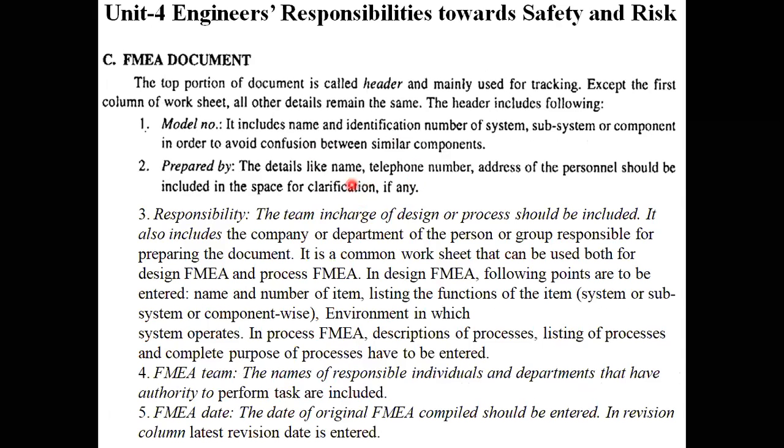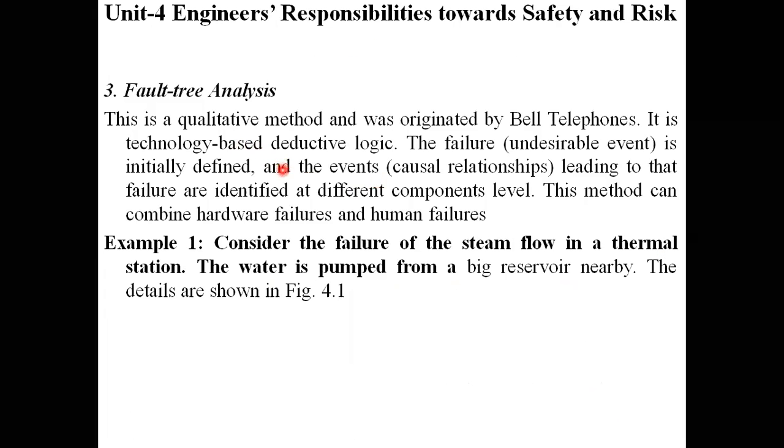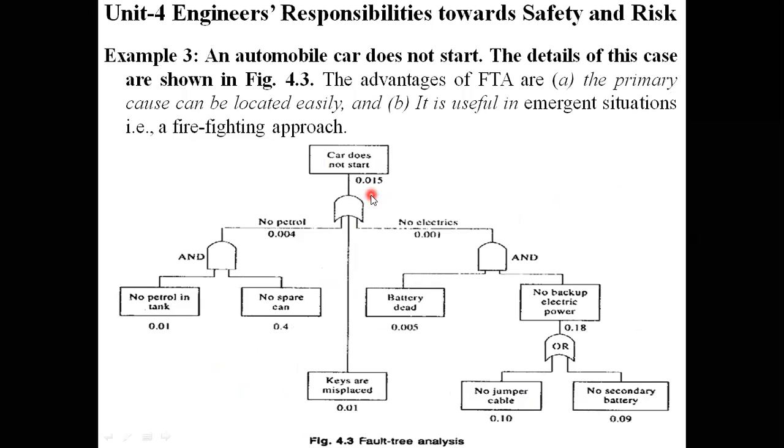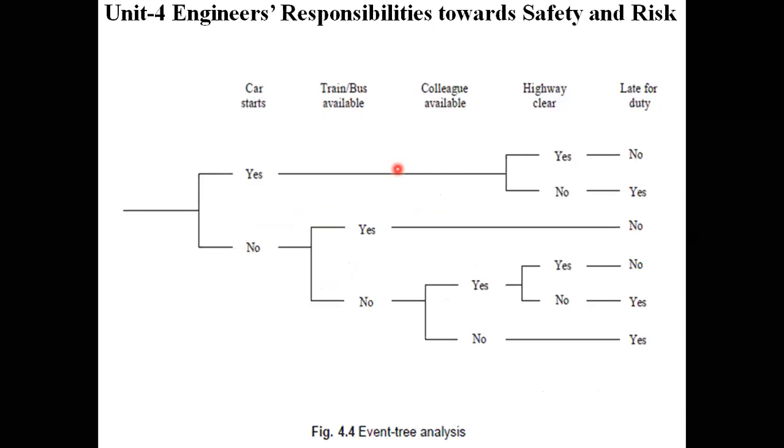FMEA documents. This FMEA analysis includes one worksheet as well as fault tree analysis. Fault tree analysis consists of three techniques. First one is thermal station. Second one is crash at main road junction. Third one is automobile car did not stop. And the fourth one is event tree analysis, going from home to the workplace, late or without late. We consider this analysis from left to right, whereas fault tree analysis is from top to bottom.